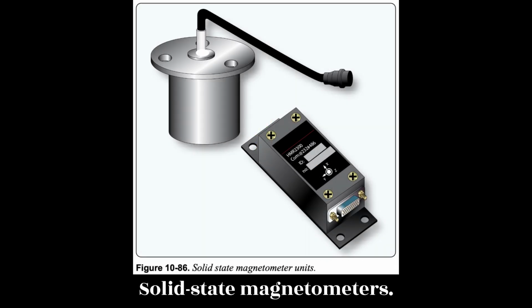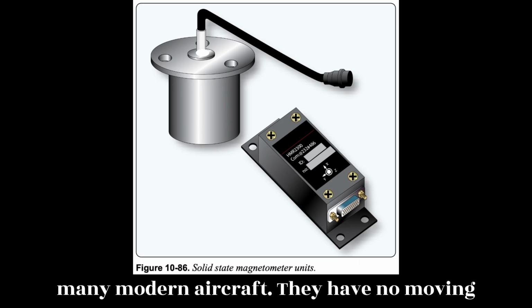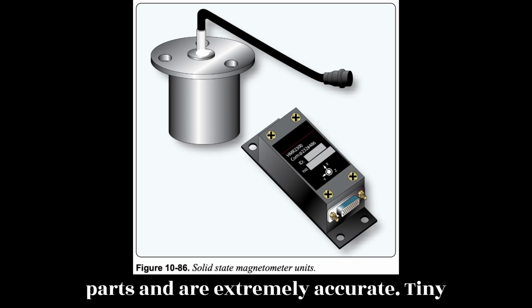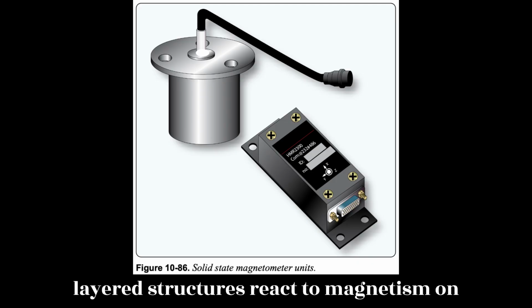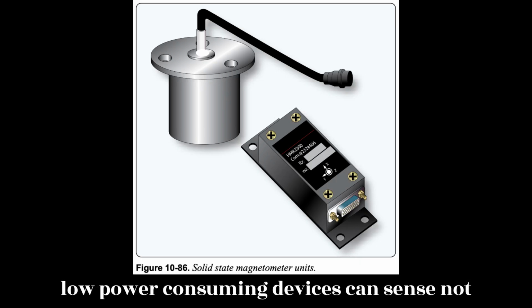Solid-state magnetometers. Solid-state magnetometers are used on many modern aircraft. They have no moving parts and are extremely accurate. Tiny layered structures react to magnetism on a molecular level, resulting in variations in electron activity.